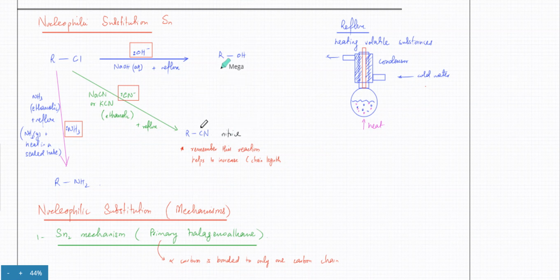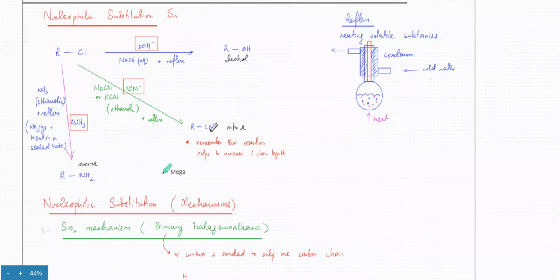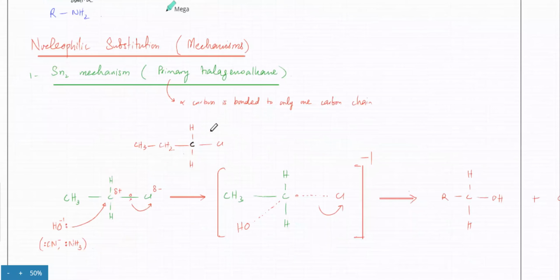This over here is an alcohol, and you can also get amines. You can add NH3. And I told you that the CN reaction was special because the number of carbon atoms would increase if you add a CN.